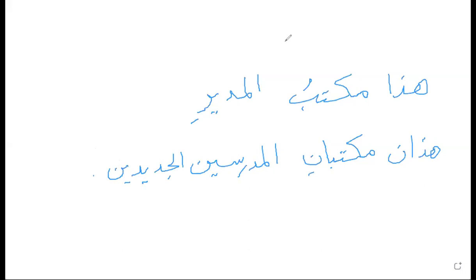I haven't actually made this mudaf right now. In order to make it mudaf, I would have to cross out this noon, just like we crossed out one dhamma over here. There was a dhamma there before, correct? No. It was tanween. We took out one dhamma and it became mudaf. Here, this noon, we take it out and it becomes mudaf. So you say, هذان مكتبا المكتبا المدرسين الجديدين.